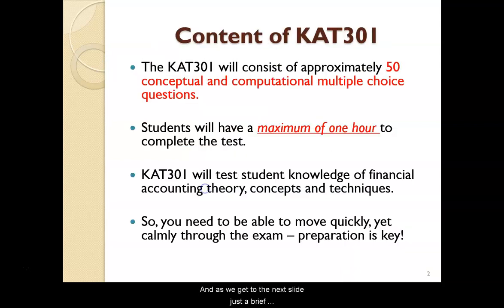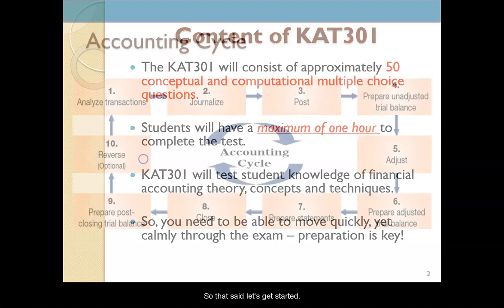And as we get to the next slide, just a brief encapsulation of what you'll be looking at when you take the CAT exam, commonly known as Knowledge Assessment Exam 301. So 50 conceptual and computational multiple choice questions. You'll have a maximum of an hour. And the good news for you is that this test is primarily focused on financial accounting, so you don't really have to worry about a lot of the managerial concepts that you learned in 202. So that said, let's get started.